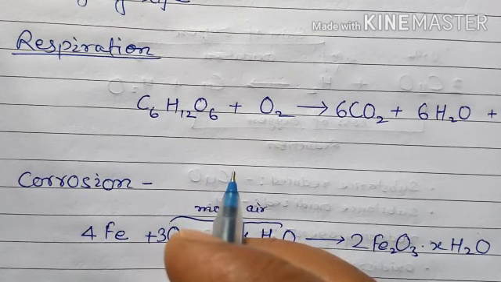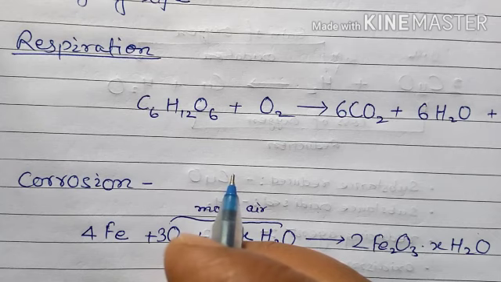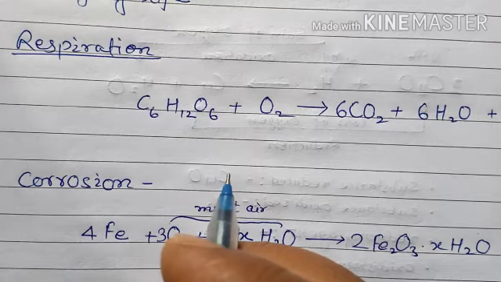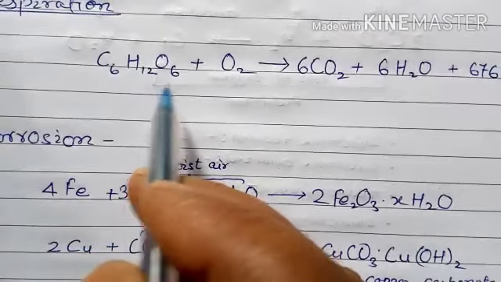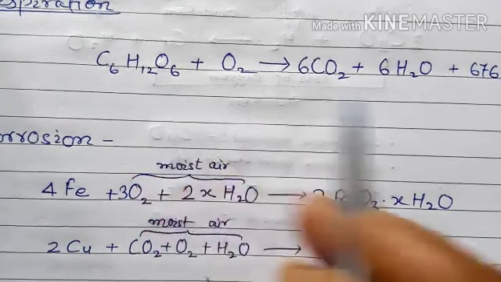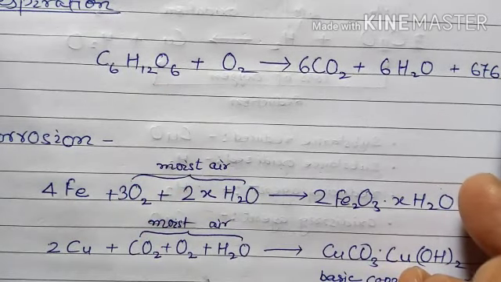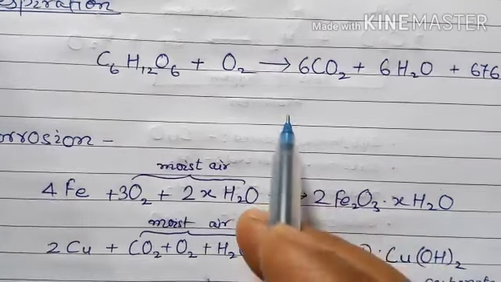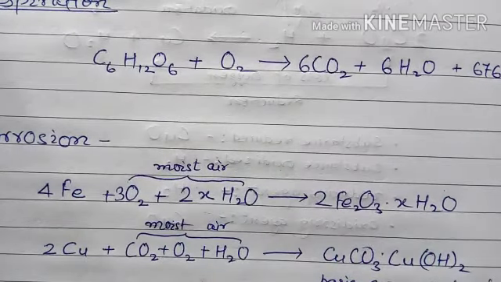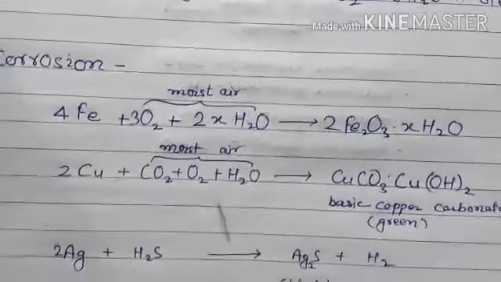And during oxidation of glucose, heat energy is released, which keeps the body of the living organism warm and is utilized to perform various activities. And see students here, 1 mole of glucose burns to produce 676 kilocalorie of heat. The equation you see. And next we will discuss corrosion.